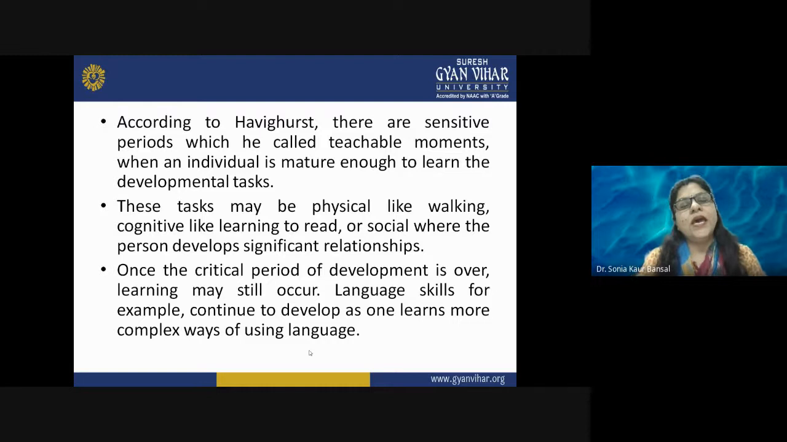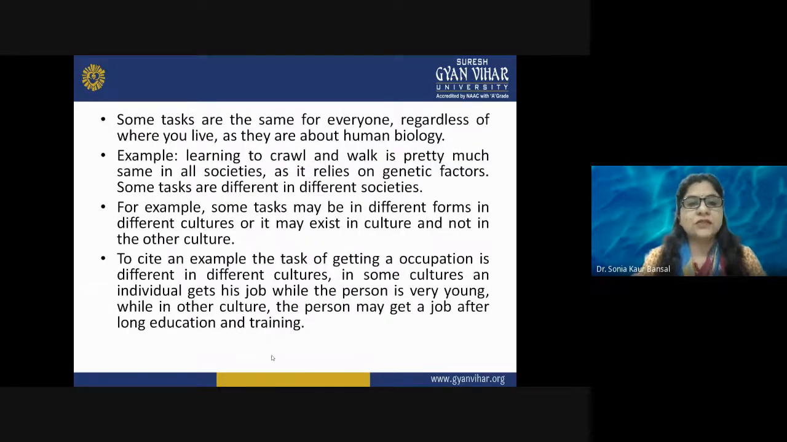So this is how Havighurst has described the characteristics of developmental tasks. Understand it in a better way: some tasks are the same for everyone regardless of where you live, as they are about human biology. Eating food is a psychomotor activity that is the same for everyone. For example, learning to crawl or walk is pretty much the same in all societies. We are not differentiating on this basis, as it relies on genetic factors.